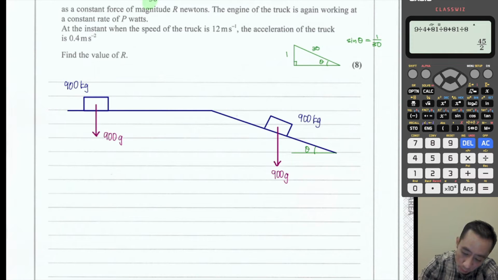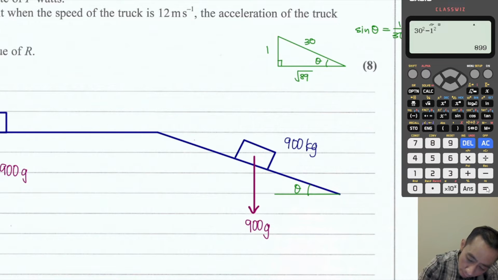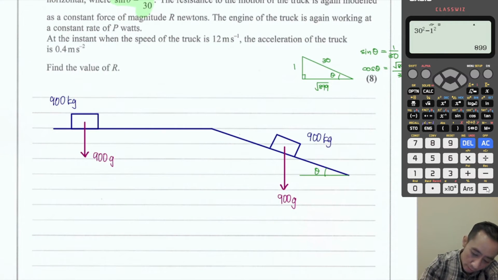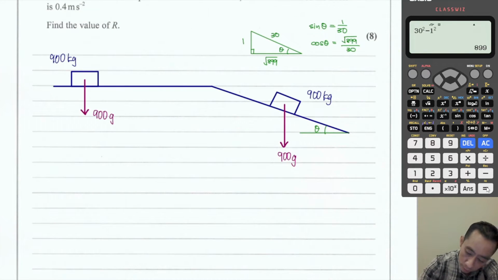And then how about the adjacent side? Just use Pythagoras theorem: 30 squared minus 1 squared, so it's 899. So the adjacent side is the square root of 899, which means the cosine of the angle is square root of 899 over 30. Okay, so this is the information that we have about the angle.